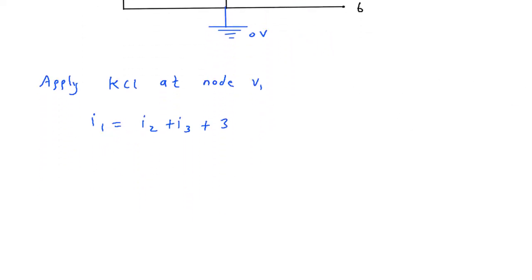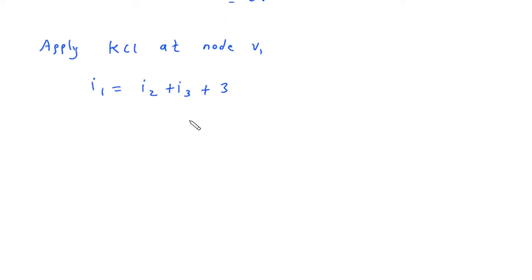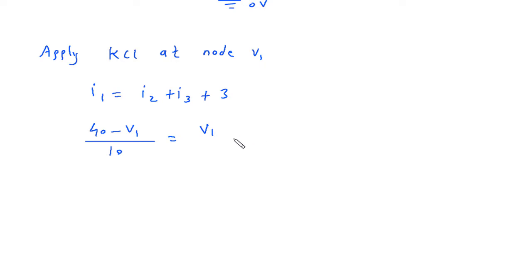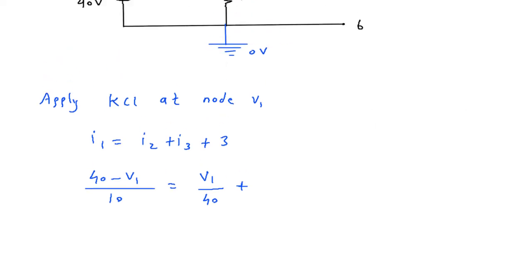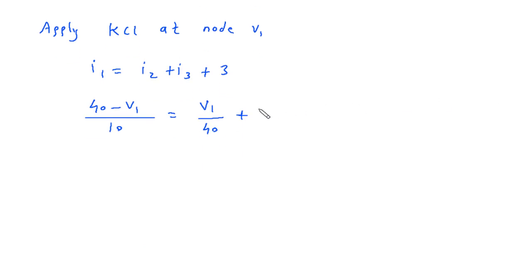This will be I1 is equal to, I1 is 40 minus V1 by 10, is equal to I2. I2 is V1 minus 0 by 40, then plus I3. I3 is V1 minus V2 by 20, plus 3.